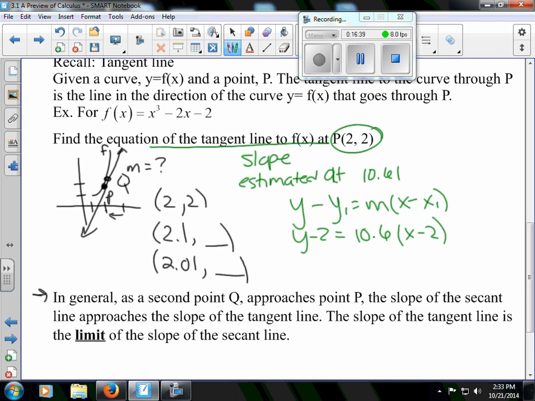We can do a lot better than that. And in the homework, they're going to ask you how you can do better. The idea is that to do better, I would just need a second point really, really close to 2. So let's go ahead and do better.